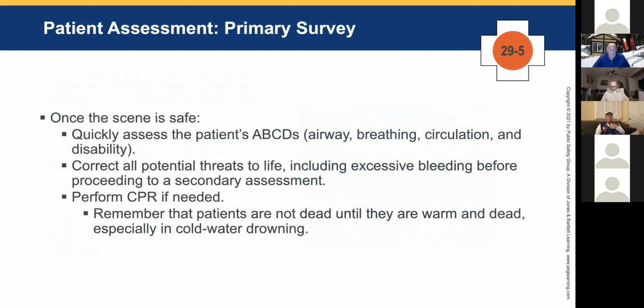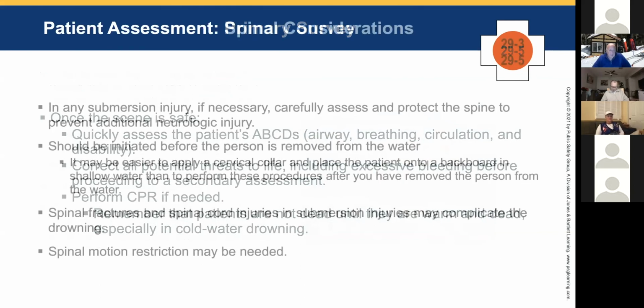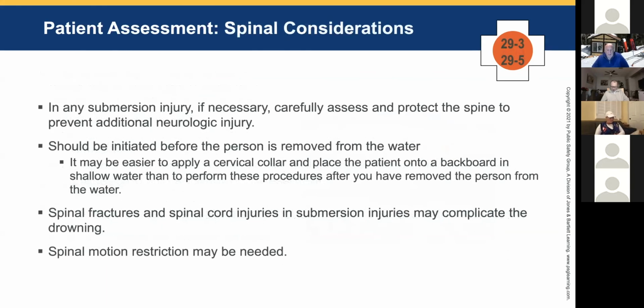Once the scene is safe, you want to quickly assess the ABCDs, correct all potential threats to life, perform CPR if necessary. Remember, patients are not dead until they are warm and dead, especially in cold water drowning. In any submersion injury, carefully assess and protect the spine to prevent additional neurological injury. It may be easier to apply a cervical collar and place the patient onto a backboard in shallow water than to perform these procedures after you remove the patient from the water.